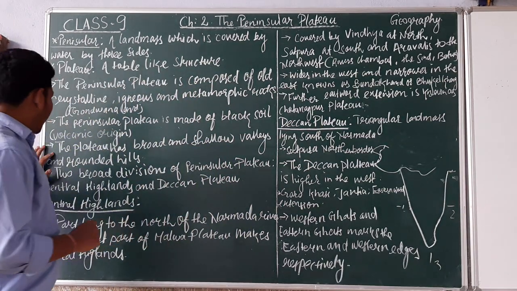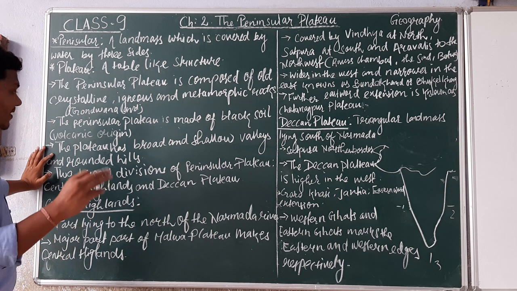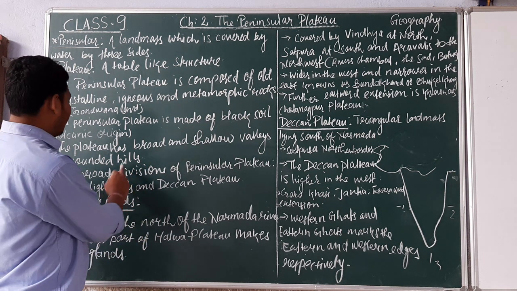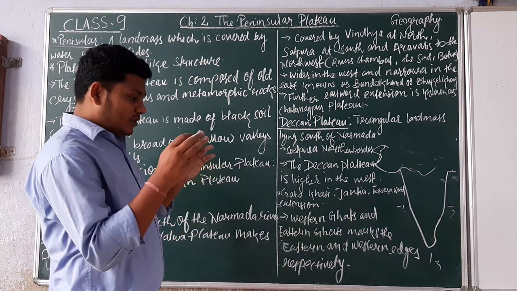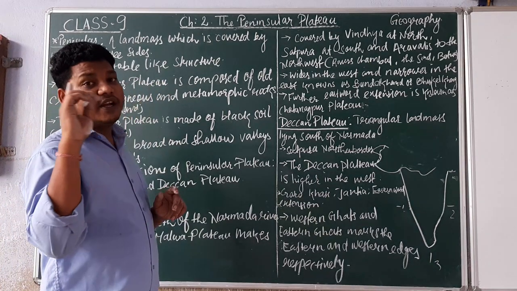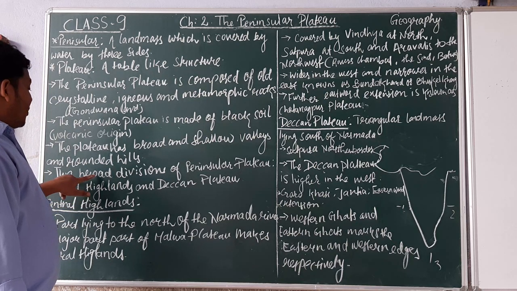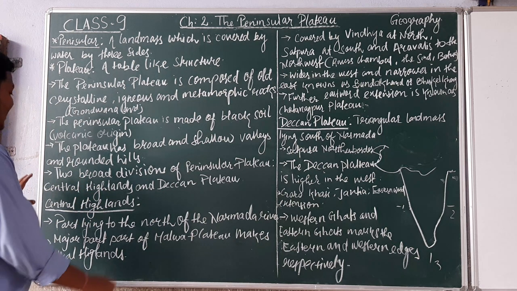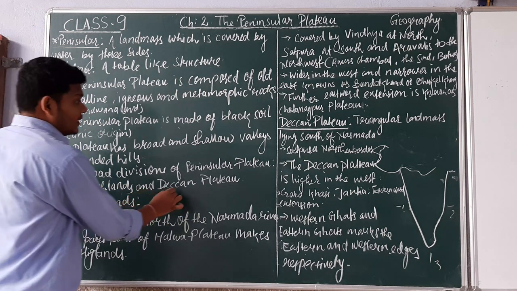Now come to the next point. What are the characteristic features of the Peninsular Plateau? The plateau is broad, which means it is wide, with shallow valleys and rounded hills. I have already told you that it will not have a peak. The two major broad divisions of the Peninsular Plateau are the Central Highlands and the Deccan Plateau.